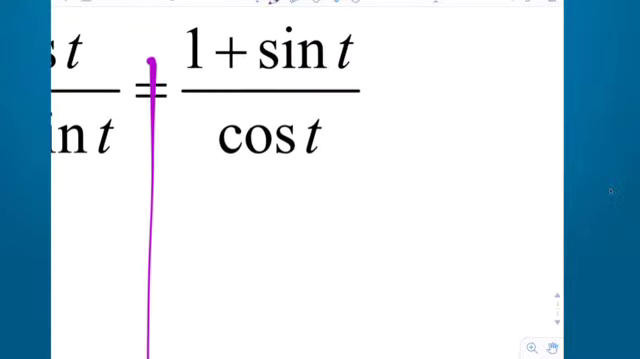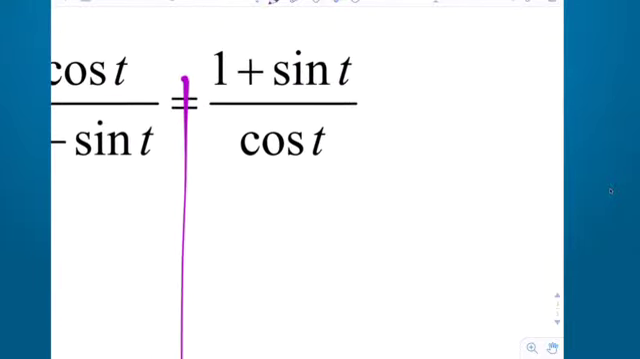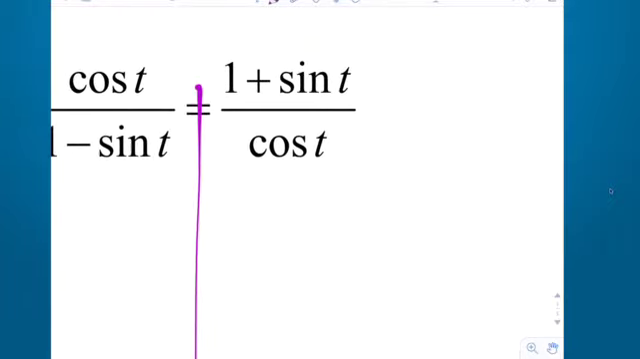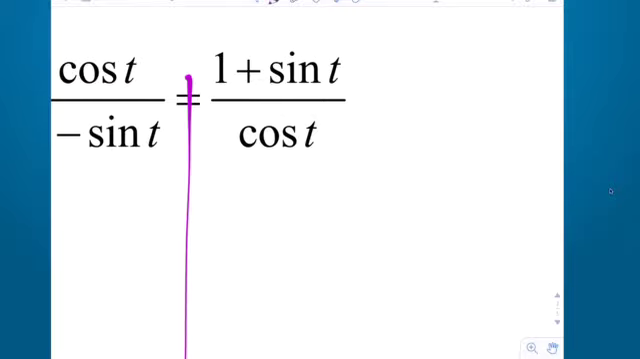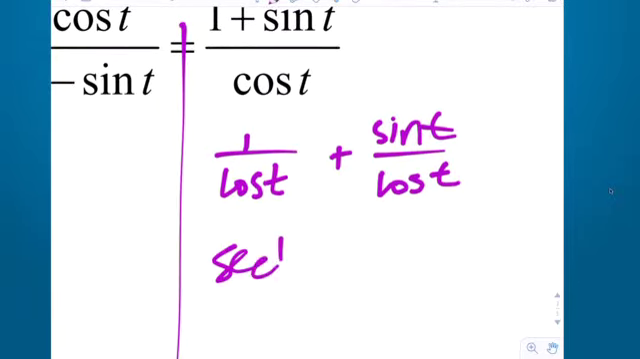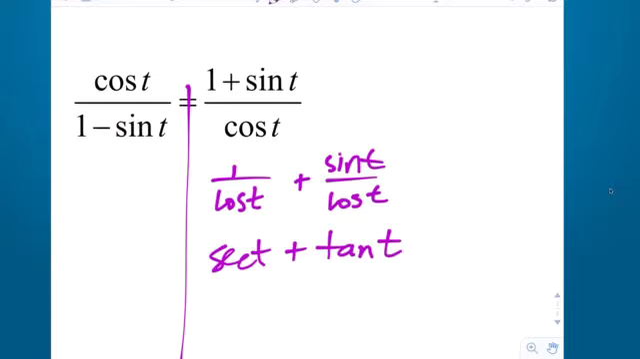If we started on the right, I'm not saying that this is necessarily the way to go, but it's easier to split up numerators than it is denominators. If you have multiple terms in the top, you could call the right side 1 over cosine of t plus sine of t over cosine of t. That's an option. And of course, then that would be secant of t plus tangent of t. But does that help us match it up with what it looks like on the left? No, that actually kind of takes us away from where we want to go, because the left side is still one term, and now we split it up into 2 terms.